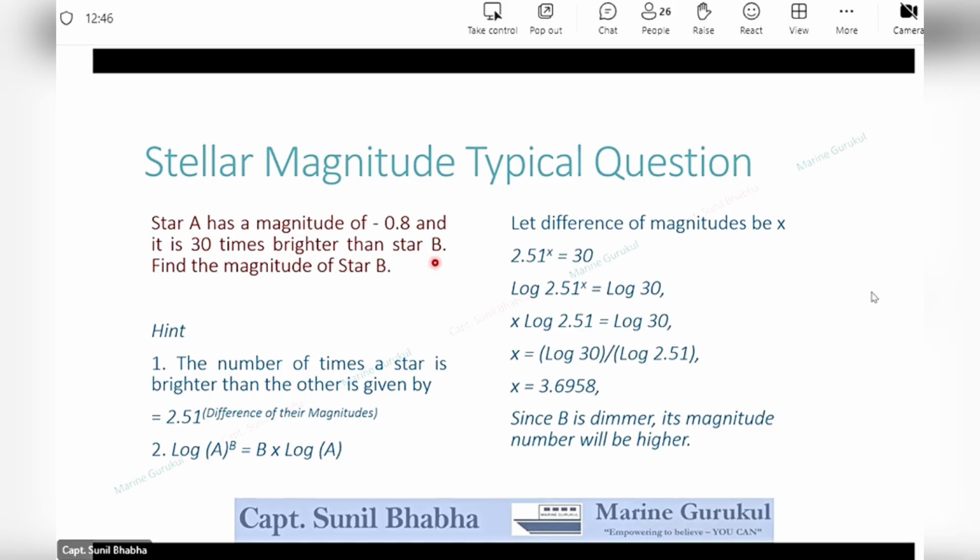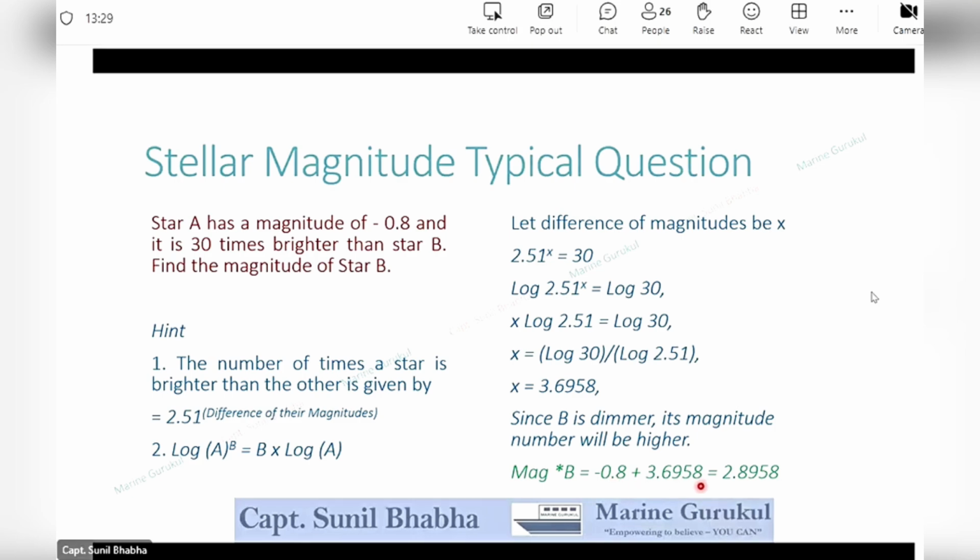So this tells us that star B is a dimmer star. Now, since it is dimmer or less bright, its magnitude number will be greater than the magnitude number of A. We know that the stellar magnitude scale is a reverse logarithmic scale. That means as the brightness increases, the magnitude decreases, and as the brightness goes down, the magnitude number increases. So this tells us that star B, which is dimmer, its magnitude number should be greater than the magnitude of A.